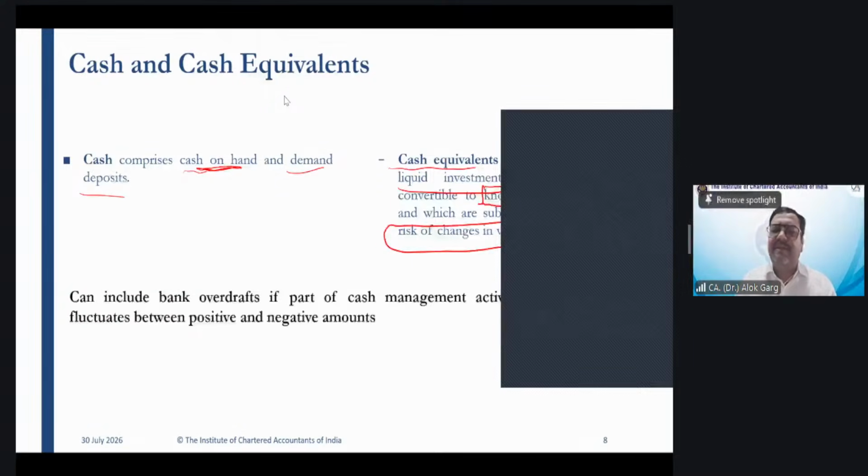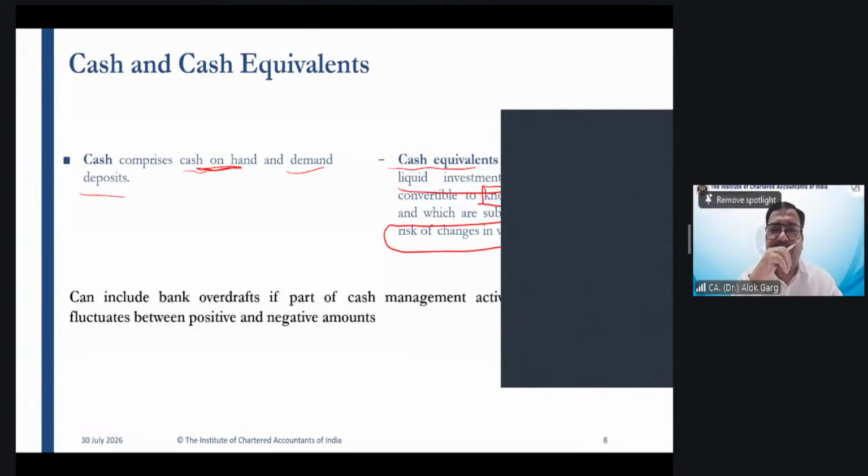Now friends, if you need the money from these shares, you will get it in just 3 days from the date of deposit. So it is highly liquid. For example, a company has invested in the shares of Infosys Limited for 10 days, right? It is a short-term highly liquid investment.